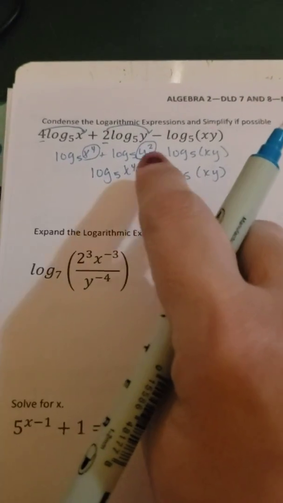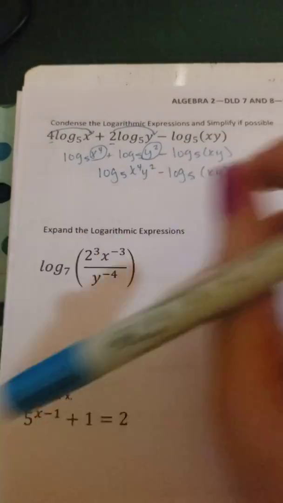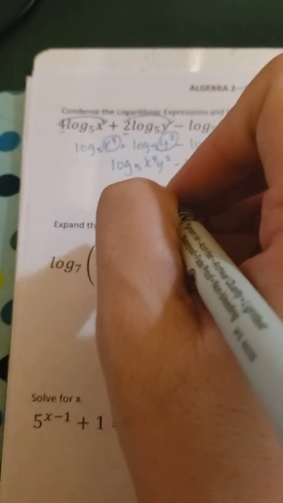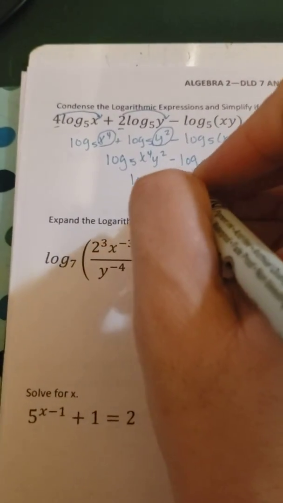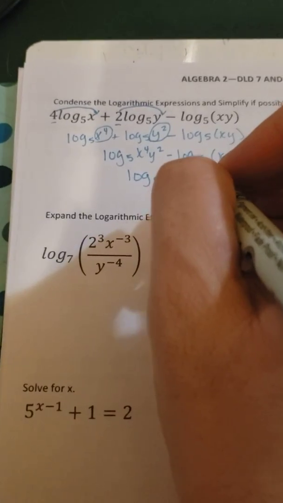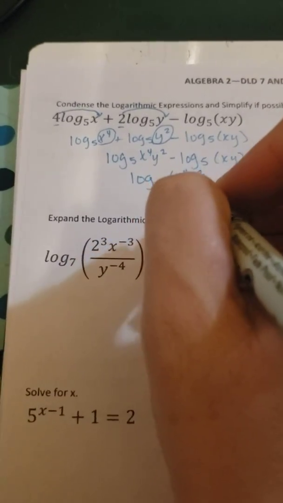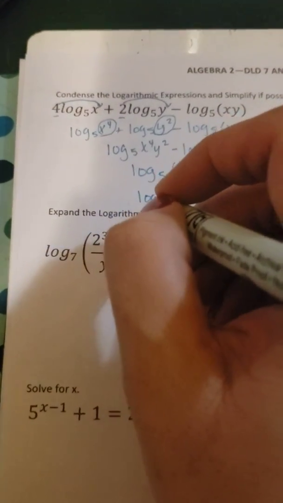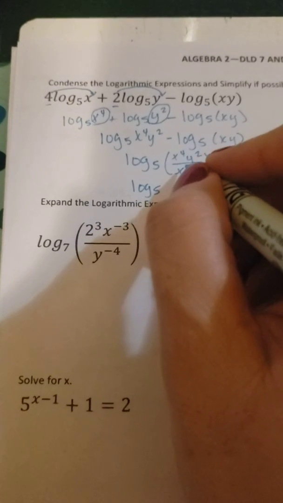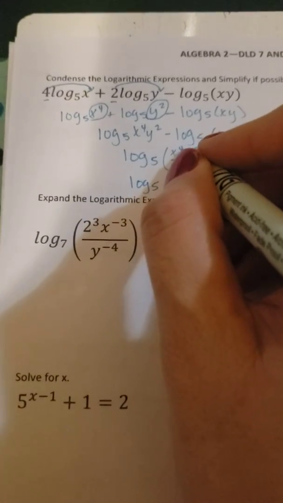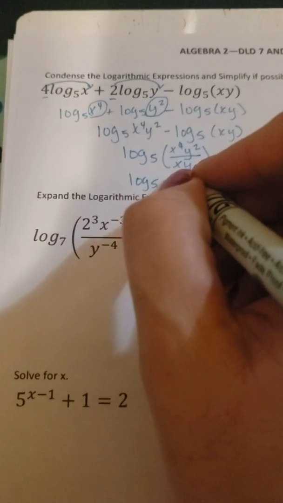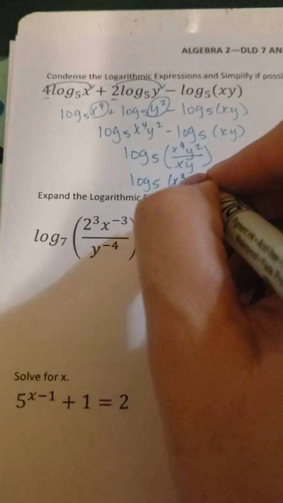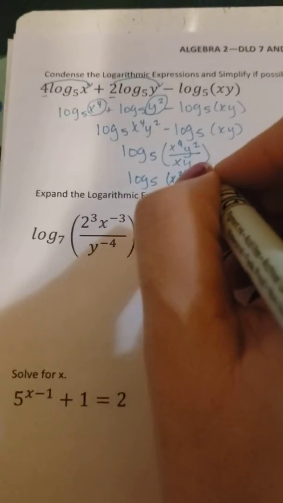So this subtraction: if addition means multiplication, subtraction means division. So I can rewrite this once again as log base 5 of x to the fourth y squared divided by xy. And that simplifies down to log base 5. I have an x on the bottom, so that will change this 4 to a 3. And then I have a y down here, that'll change that y squared to just y. So then that's our answer.